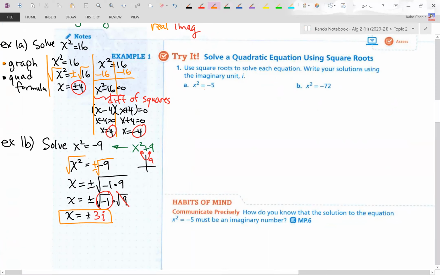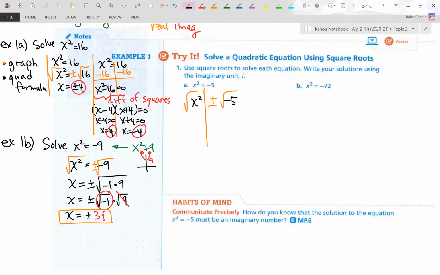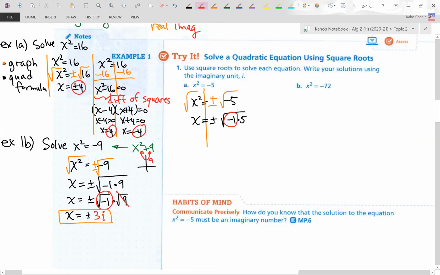This is pretty easy now. Let's do it. Square root both sides. Oh, 5 is not a perfect square. However, there's a negative in front of it. I can mentally separate that if I want to, as -1 times 5. 5 you can't break down further. You leave it underneath the radical. But the square root of -1 comes out as an I.